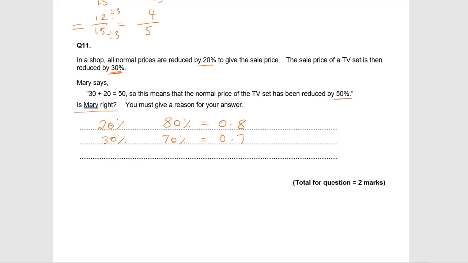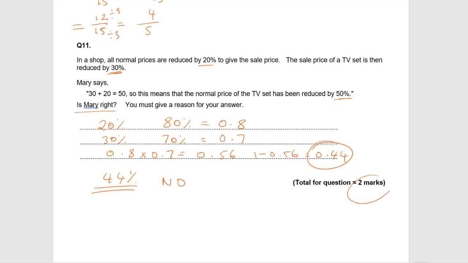If you multiply 0.8 by 0.7, that gives us 0.56. 0.56 the value, so 1 take away 0.56, 1 is the whole price of the TV set, which is 0.44. Now 0.44 reduction is not the same as a 50% reduction. Okay, so 0.44 as a percentage is 44%. Therefore the answer is no.